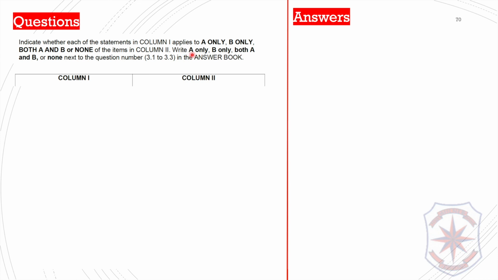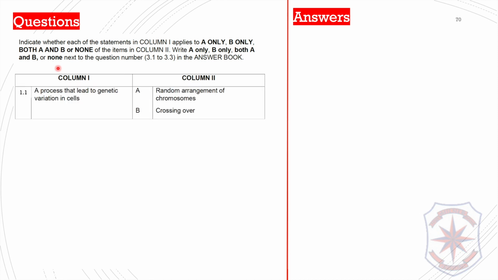If it does not apply to A, but it applies to B, you write B only. If it applies to both of them, you write both A and B. You don't just write both. You write both A and B. And if it applies to none of them, you merely write none. Okay, guys, very important. Follow the instruction. There's a reason why they have bolded these. Please write as expected.